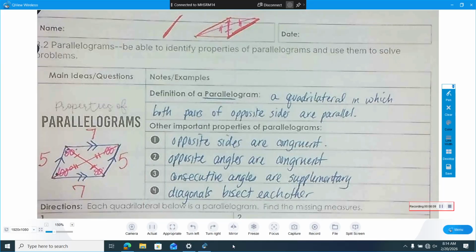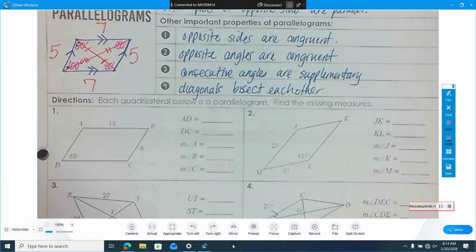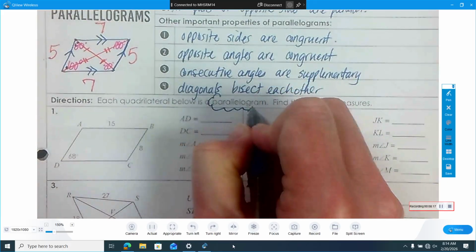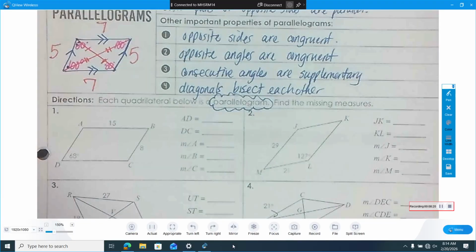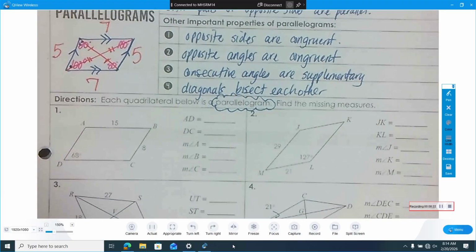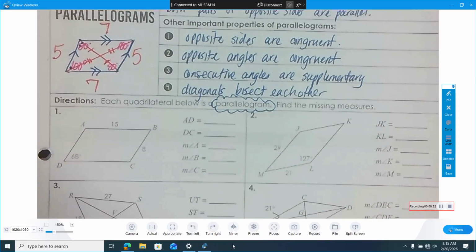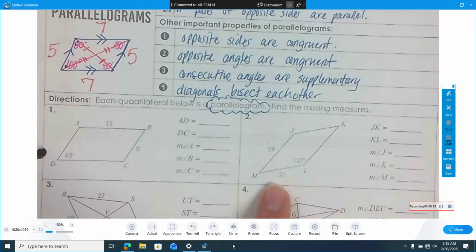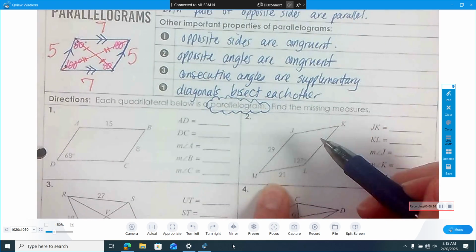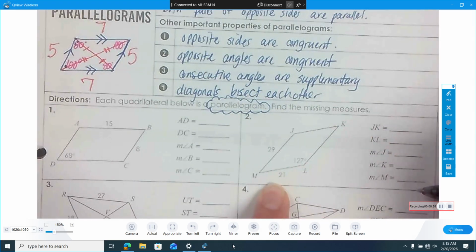So let's look at a couple problems here. Each quadrilateral below is a parallelogram. It's important. We've got to know all these properties of a parallelogram. We want to find the missing measures. So let's go ahead and look here at number 2. At number 2, I'm just going to fill in my parallelogram and then go about answering the questions, okay?